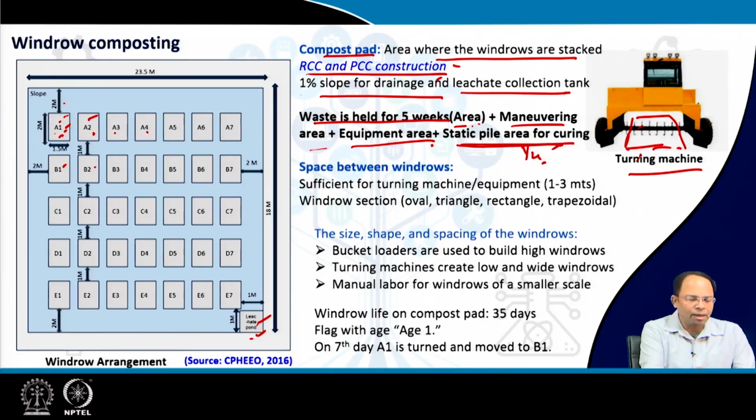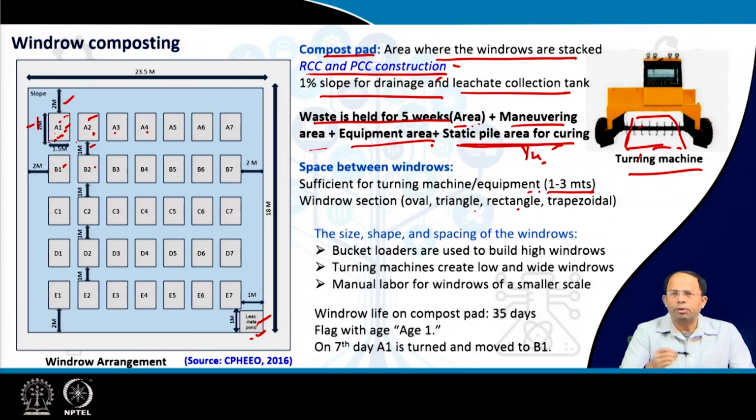So this gives you an idea about how much gap is between the different piles, around 1.5 meters. The size of the windrows, you can see, is 2 meters by 2 meters, 2 meters by 1.5 meters. The height is also 2.5 meters and so on. It depends on what sort of equipment you are using, right? So space between windrows should be sufficient for a turning machine or any other kind of equipment, something around 1 to 3 meters. Windrow section could be oval, triangle, rectangle, trapezoidal.